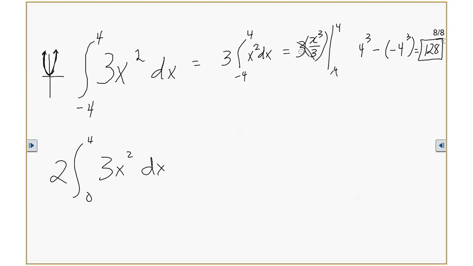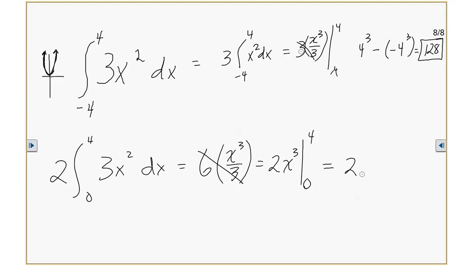Here, we take the 2 times the 3, which is what? 6 times x cubed over 3, which is 2x cubed, evaluated at 0 and 4. I'll do 0 for you. 0 comes out to be 0. And then 4, 2 times 4 to the third is what? 128 square units.